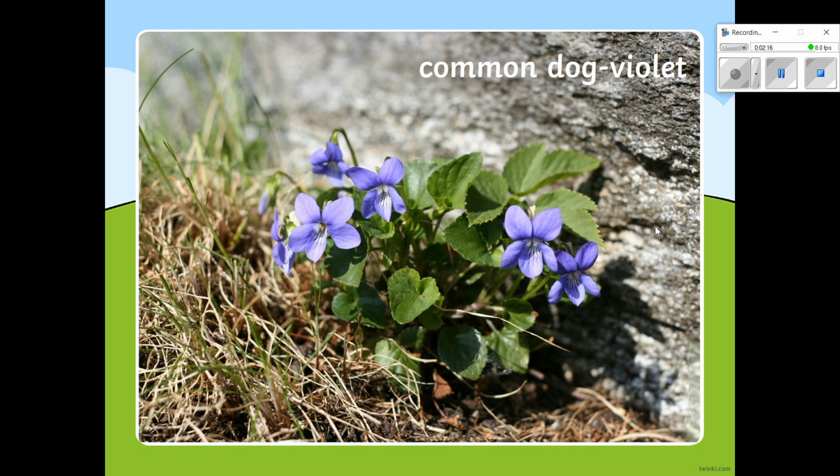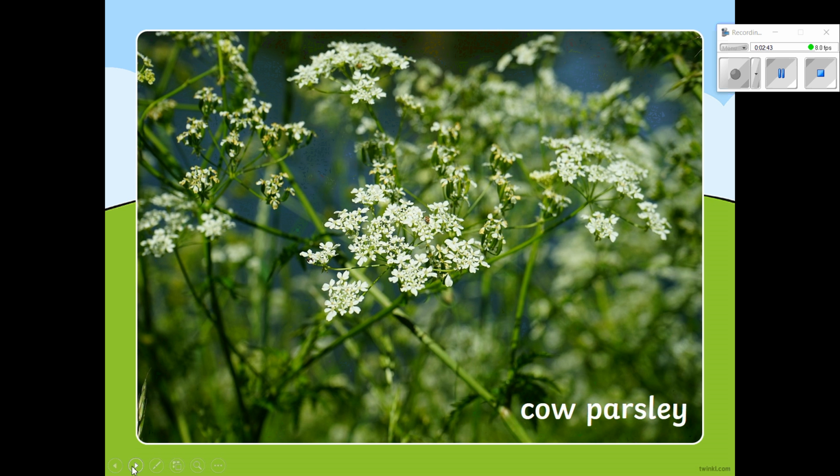Fantastic, well done. So I can see that this dog violet flower has got lots of green leaves. And it has got some blue flowering petals. And I think I can see a little middle bit of the flower there that looks to be a yellow or a red colour. And it seems to be growing from the ground next to a wall. So this might be a flower that maybe likes to be sheltered. Let's see what the next flower is.